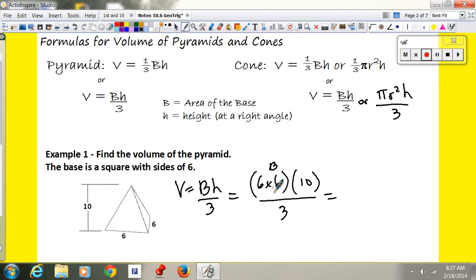So you've got 36 times 10 on top, which is 360. Divide that by 3. You get 120 units cubed, or cubic units. We're still talking about volume, which is always measured in little cubic units. How many little cubes would fit? Now, of course, with a pyramid, some of those little cubes would have to be cut into pieces to fit in there nicely, but there would be 120 of those cubes that you could fit in that pyramid.